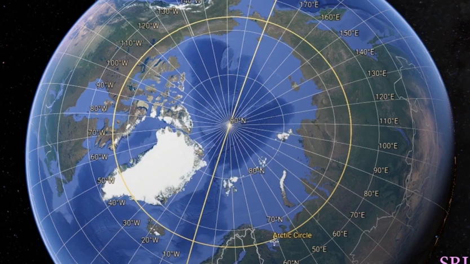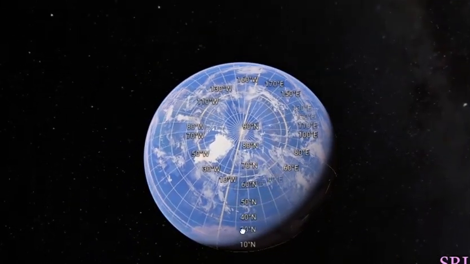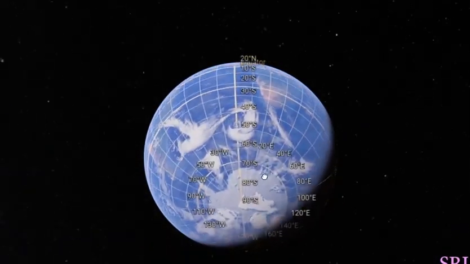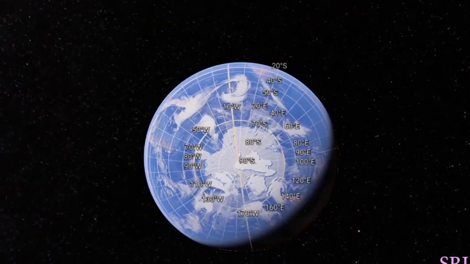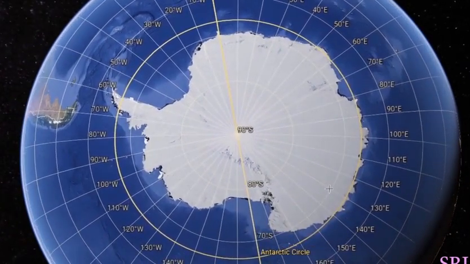Now, let us move towards the South Pole. Now here again you can see a yellow color circle. This is also known as the polar circle. The polar circle, which is at the South Pole, is also referred to as the Antarctic Circle.